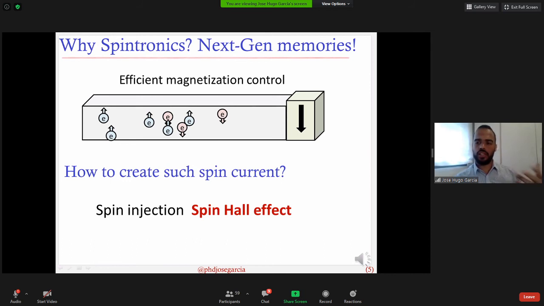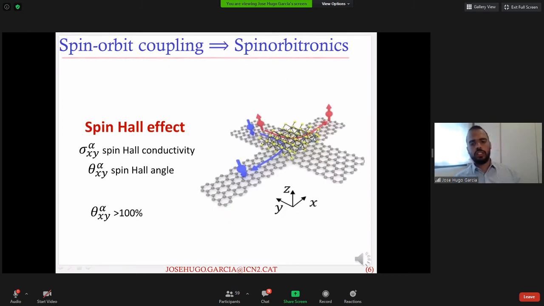We saw already different ways. You can do a spin injection, you can use the Rashba-Edelstein effect, or you can use the spin Hall effect that was mentioned in the previous talk. And in this talk, I'm going to focus mostly on the spin Hall effect. So in the spin Hall effect, you basically pass a charge current through a material, and this generates a perpendicular spin current with the polarization of the spin in some direction. This phenomenon is driven by spin-orbit coupling.